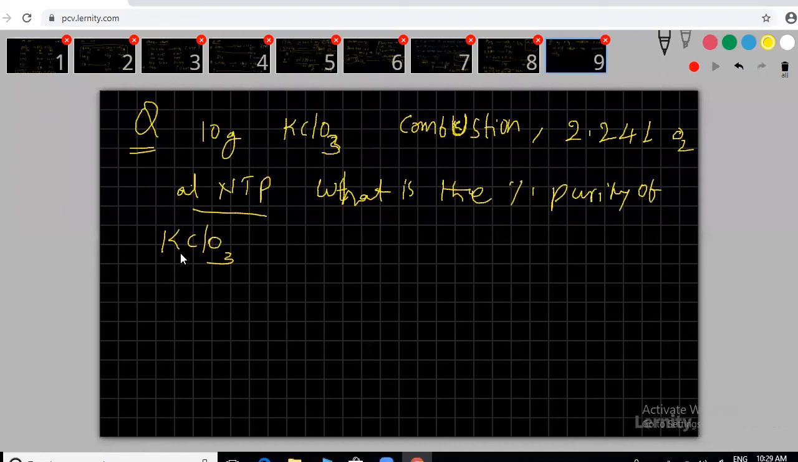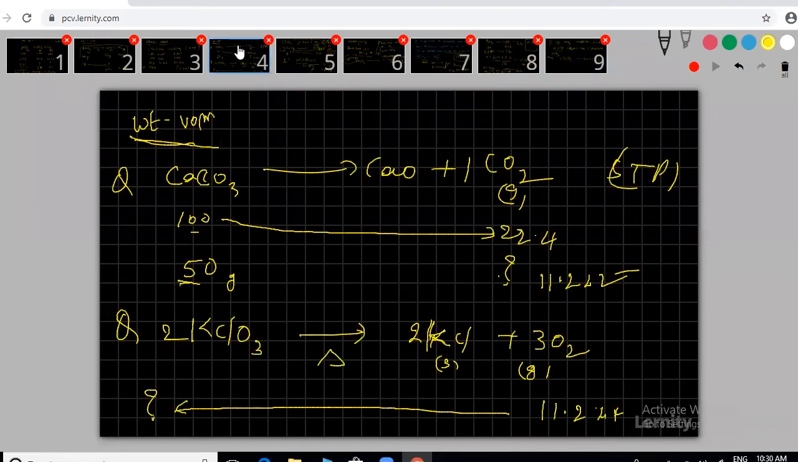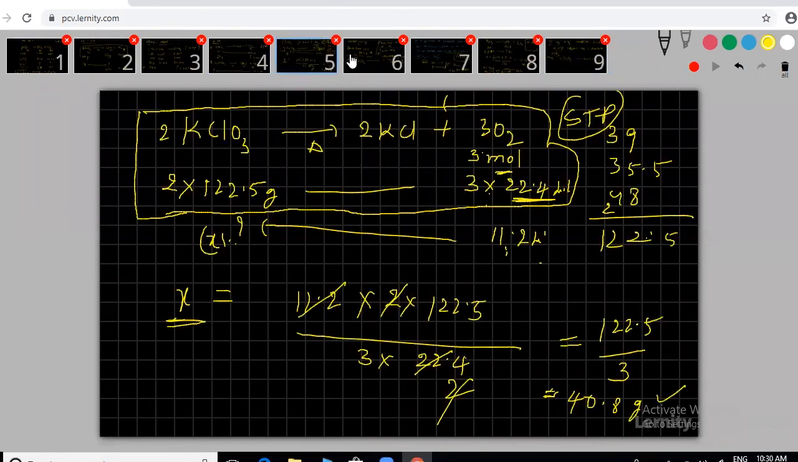Whatever is given, first you have to write the equation. KClO3 gives rise to 2 KCl plus 3 O2. This is our basic equation. Understood? The weight of this I already mentioned somewhere, and we calculated it already. Please find.